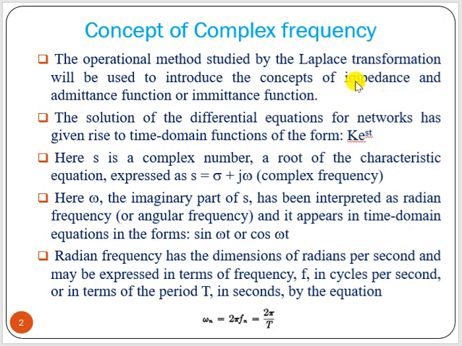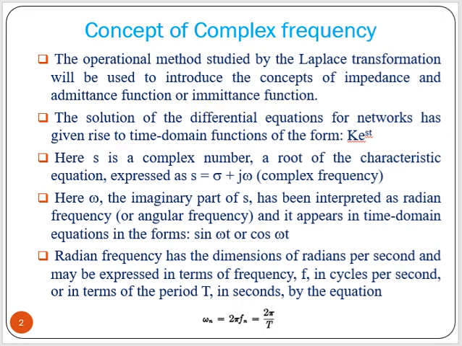Now, from these two words, impedance and admittance, we can take "im" from impedance, deleting the "pedance" term, and from admittance we can take "mittance". So, immittance. So immittance function is the combination of impedance and admittance. As a whole, it is called immittance function.